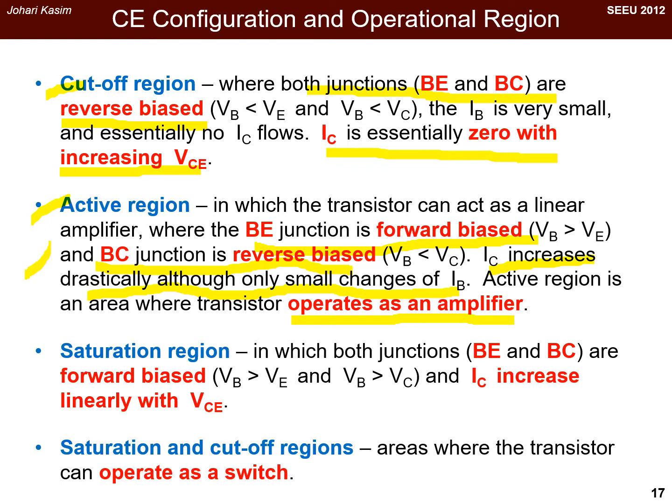We also have the saturation region, where both junctions BE and BC are forward biased, and IC increases linearly with VCE. Saturation and cut-off regions are areas where the transistor can also operate as a switch.